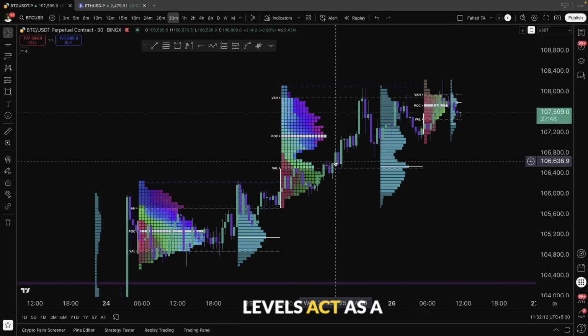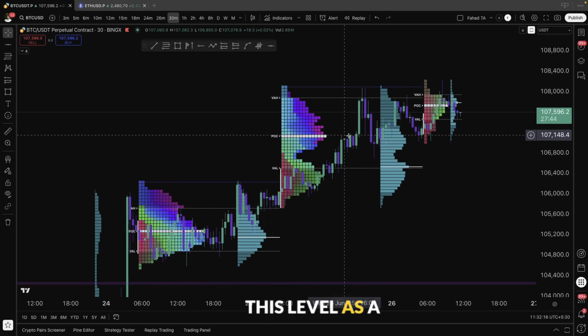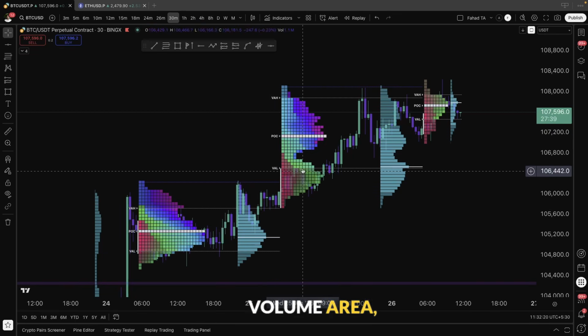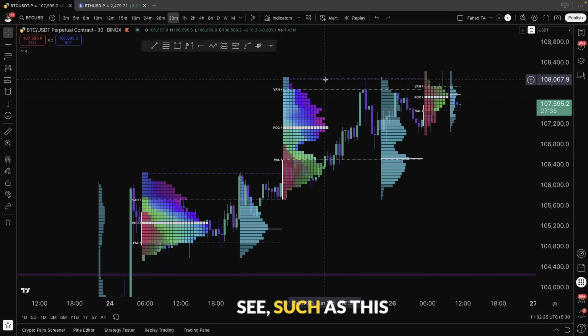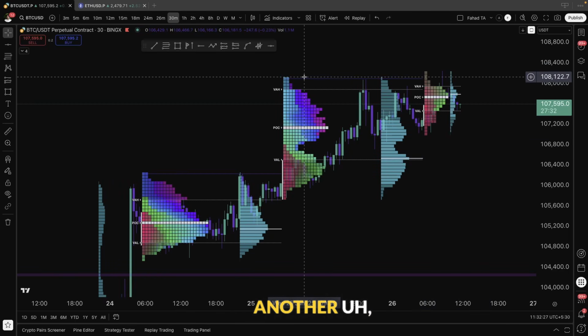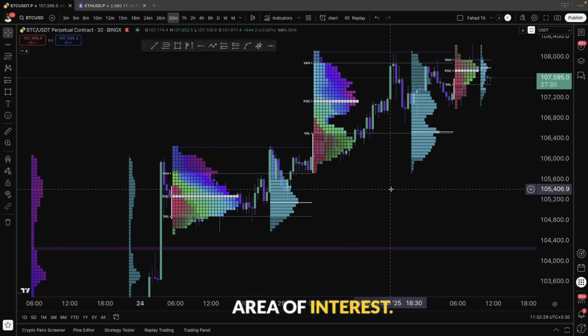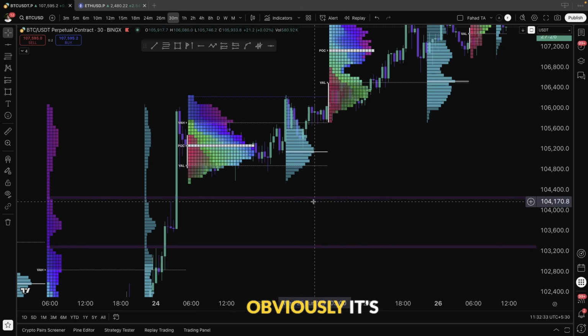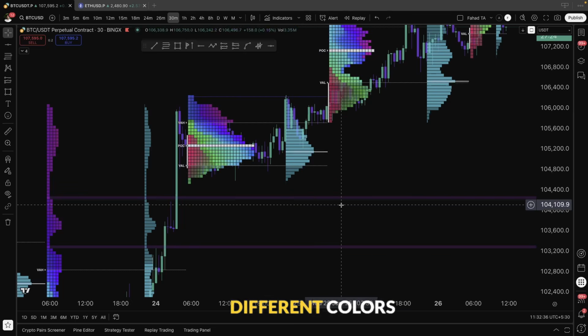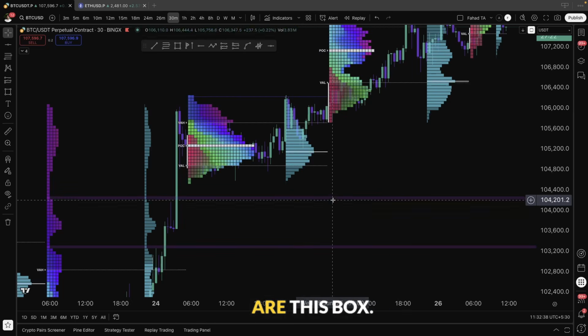All of these levels act as levels of support and resistance as well. You can use these levels as a confluence in your trading. So that's POC, volume area low, and volume area high. Now there are also other levels which you can see, such as this purple line, another area of interest. And also the important ones are this purple box that you can see. Obviously it's customizable, you can use different colors if you want to.